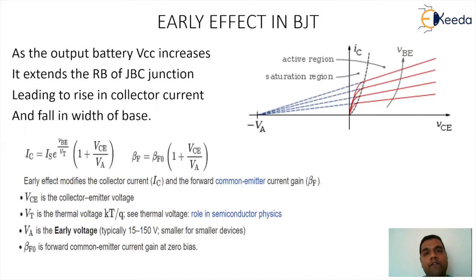Now this is an important effect which is defined as the early effect in BJT. The early effect in BJT is also known as base width modulation. This is an impactful operation when you try to increase the output side battery. So when you increase the output side battery, the collector junction will make the internal base collector junction more and more reverse biased. This will increase the drift current of the charges, and that's the reason the collector current will increase.